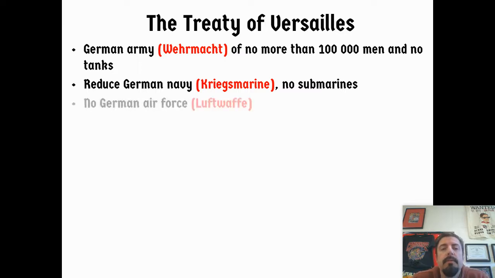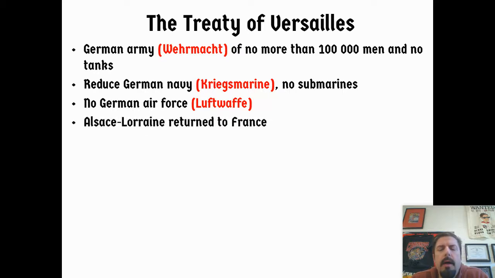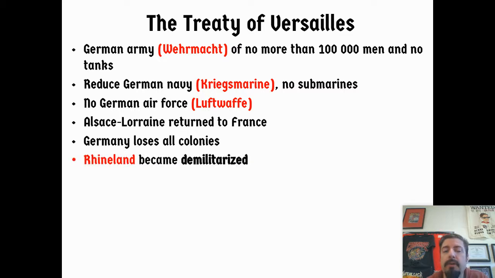no submarines, no air force, I mean, Wehrmacht, Kriegsmarine, Marine, Luftwaffe. A section of Western Germany that they had taken with the Franco-Prussian War of 1870 was returned to France. That section is called Alsace and Lorraine. Germany loses all its colonies, especially the African colonies. The area of Western Germany called the Rhineland becomes demilitarized, so they cannot have any kind of military installations or military people there in that area west of the Rhine River towards the French-Belgian border.